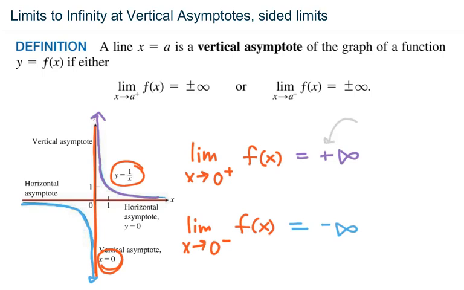And as a note, you don't have to write plus in front of the infinity. If it's not signed, we assume it's positive. I'm writing it in this case for emphasis. So when we're dealing with vertical asymptotes, essentially you just need to consider the behavior on either side of that asymptote. So let's look at an example.